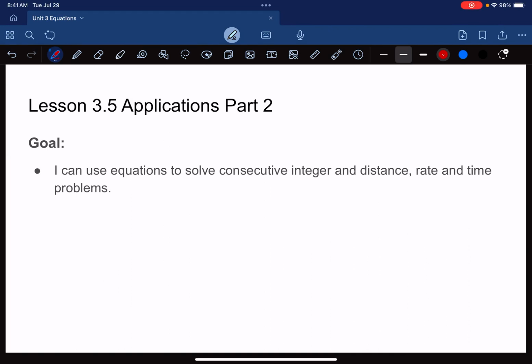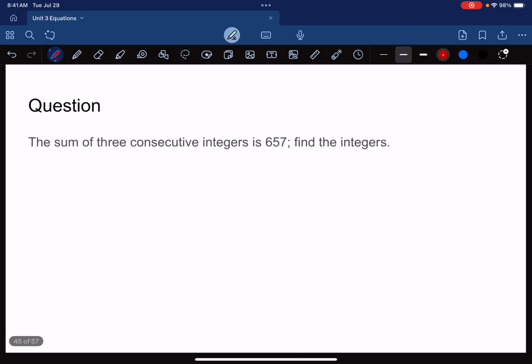All right, this is the fifth and final lesson in Unit 3. This is Applications Part 2. And last section I showed you guys 4 different types of story problems, and I'm going to show you just 2 more here in this one. And these are the ones that I feel like maybe we need to focus on a little more strongly. So this is using equations to solve consecutive integer questions and then distance, rate, and time problems. So some classics in here, all right?